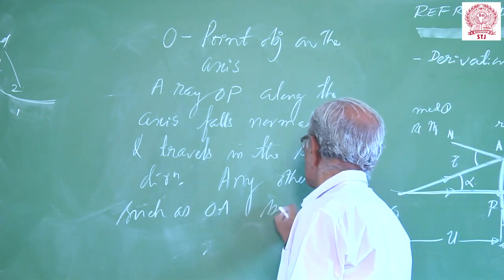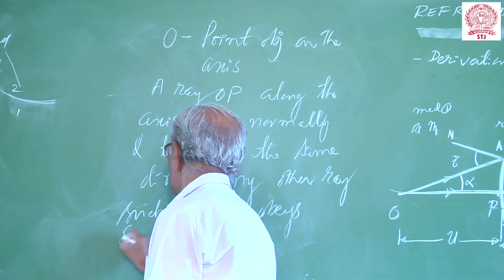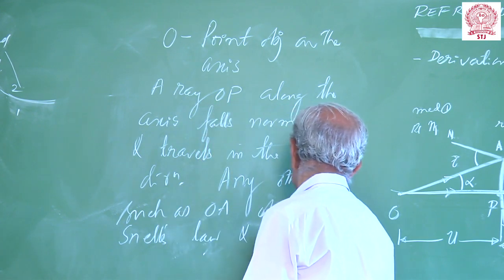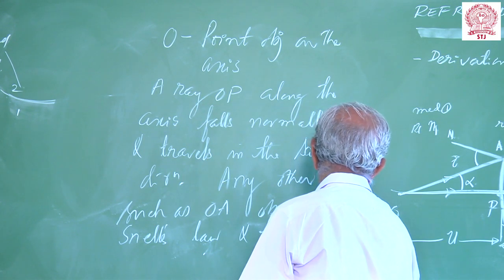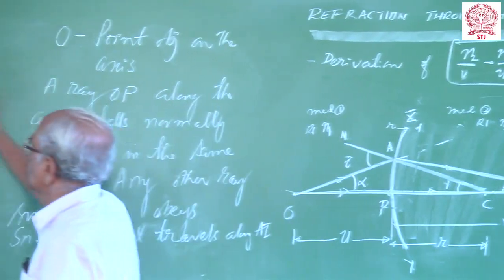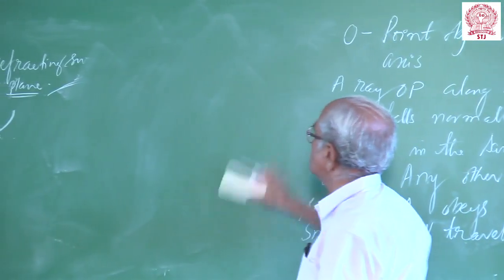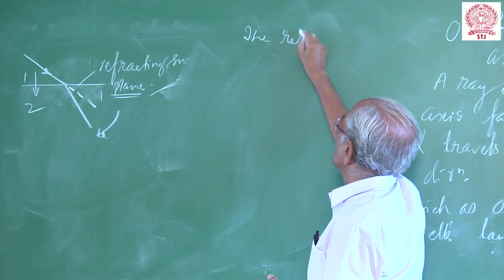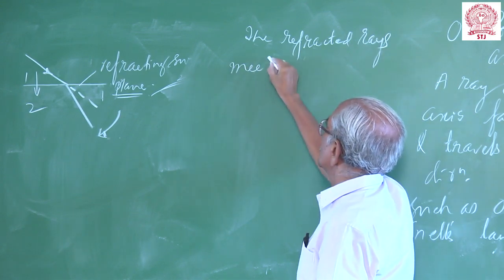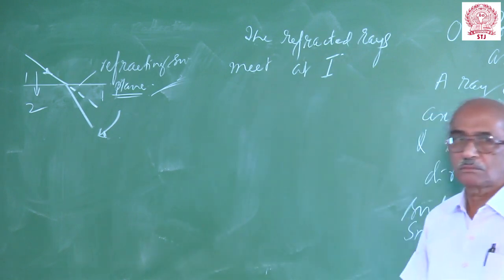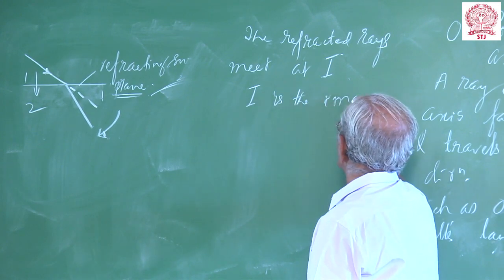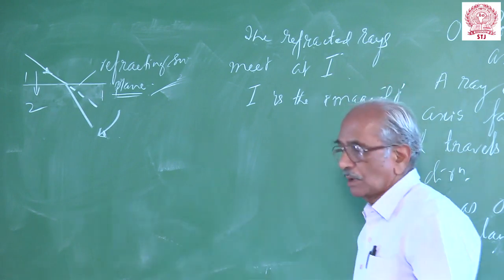obeys Snell's law and travels along AI. The refracted rays meet at I. I is the image of O.